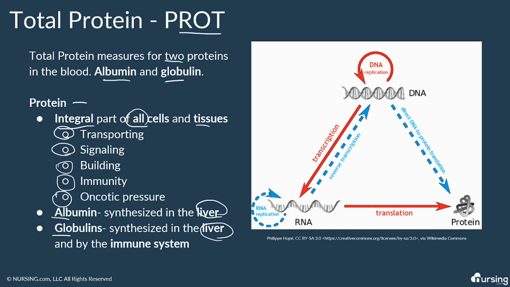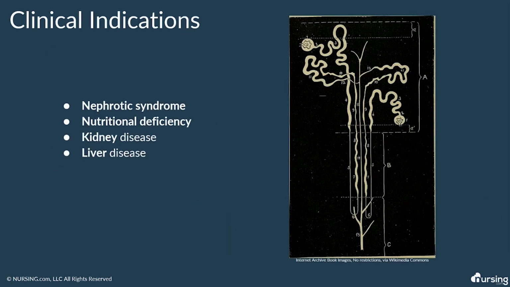Globulins are also indicated for production from the immune system. And I included this image here because what do we get out of all of this RNA DNA situation? What contributes to making those bits in our bodies that are so important? Protein. So when is it indicated to draw this lab?